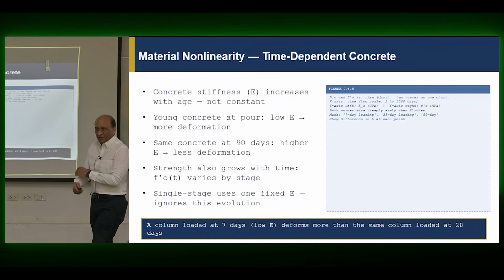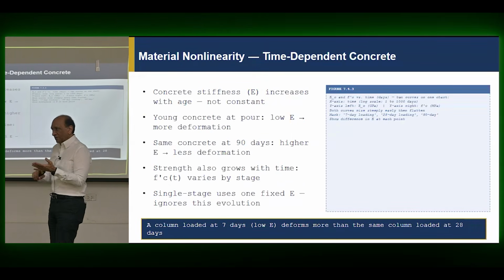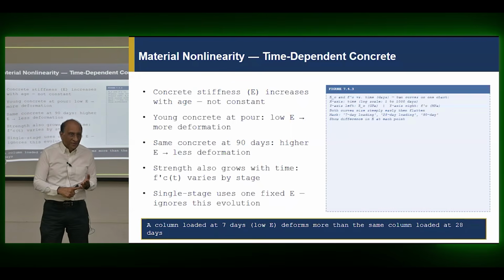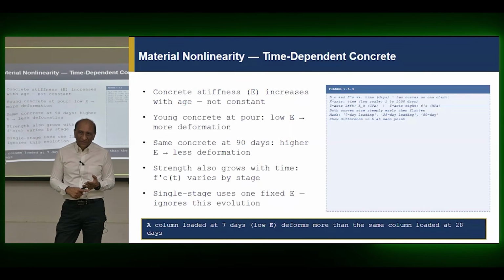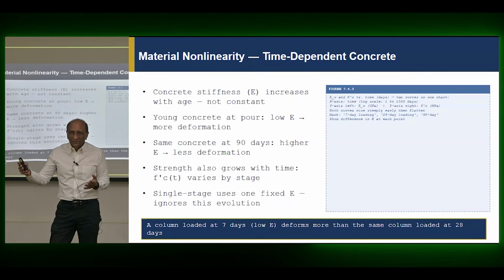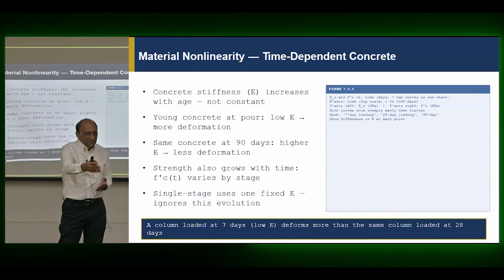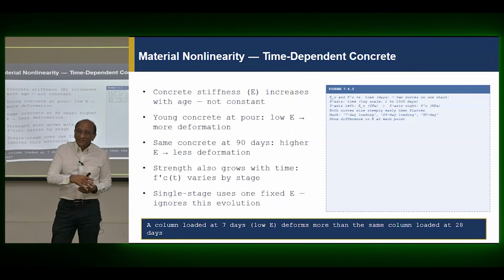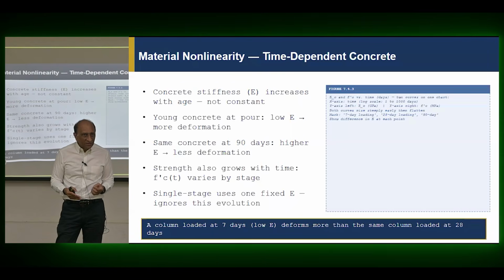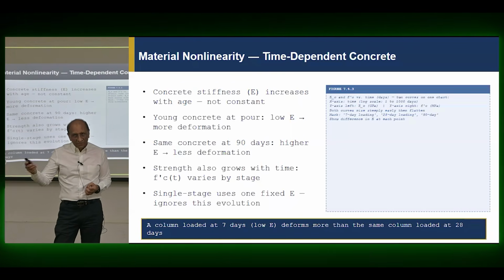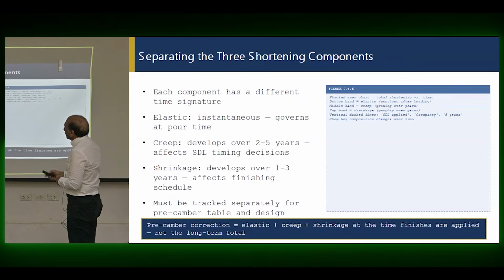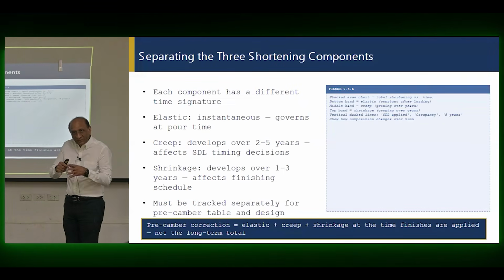Then material nonlinearity, time-dependent concrete. I told you, there are 3 things in time-dependent concrete. First of all, it's a creep problem. Second is age of concrete. As the concrete becomes older, the strength increases or decreases? Increases. So that age factor also needs to be accommodated into the analysis. Then shrinkage, of course. So we have to separate the elastic, creep, and shrinkage into the analysis.